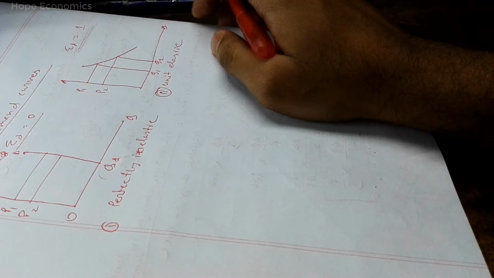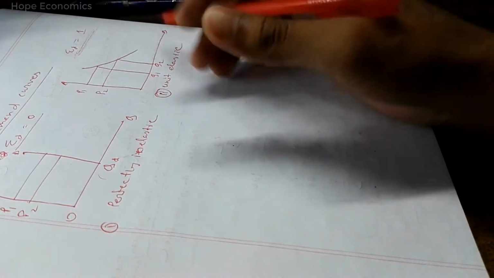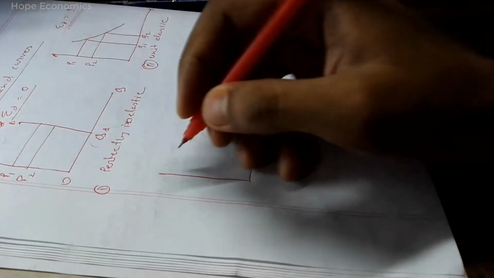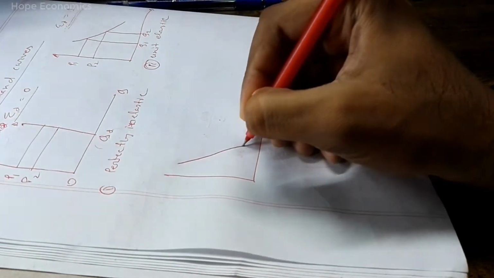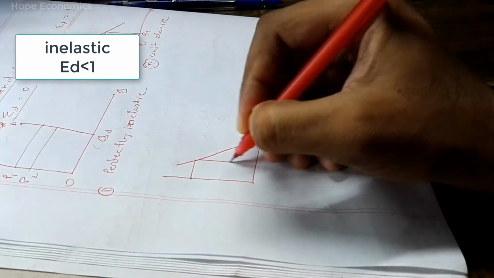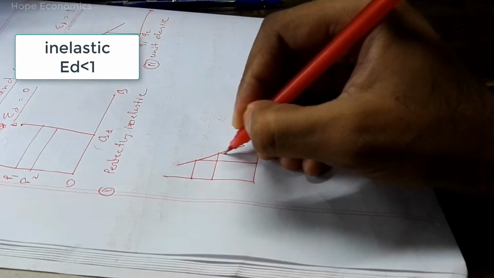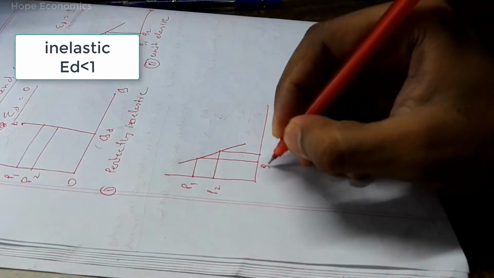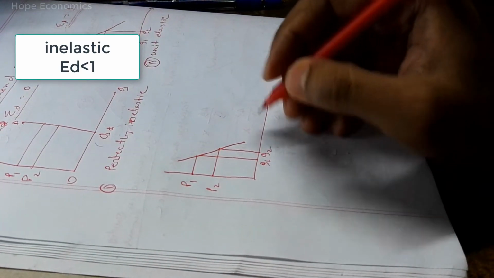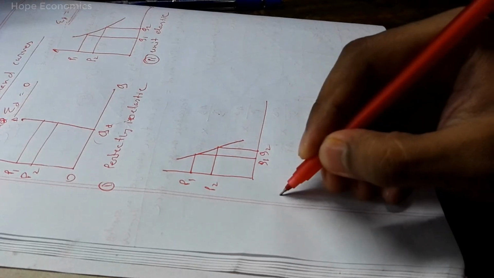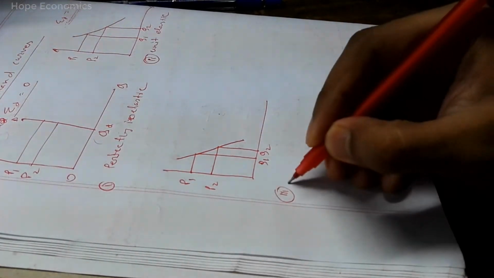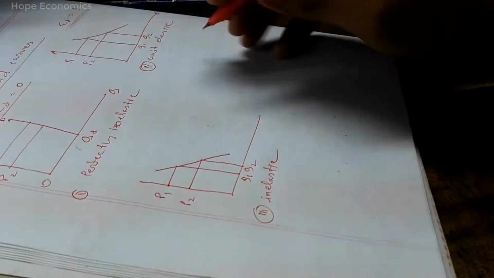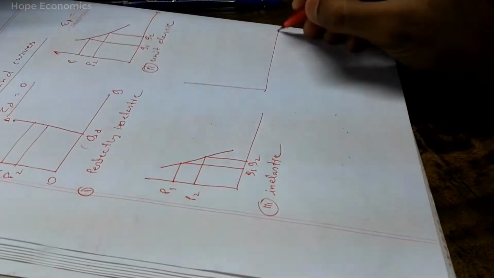Okay. In case of inelastic, the curve looks like this, and you can see price is changing a lot, but the quantity demanded changes very little. So this is what an inelastic demand curve looks like. Number 4 is elastic.